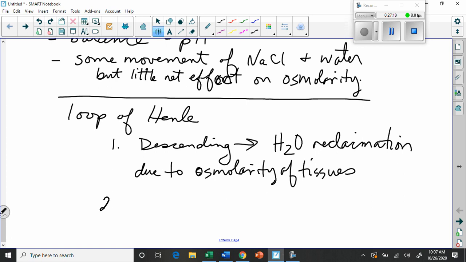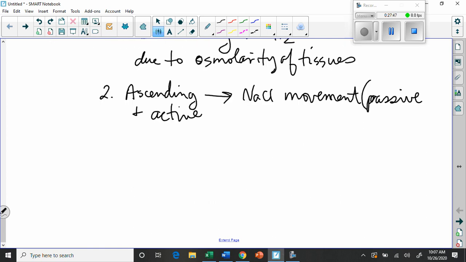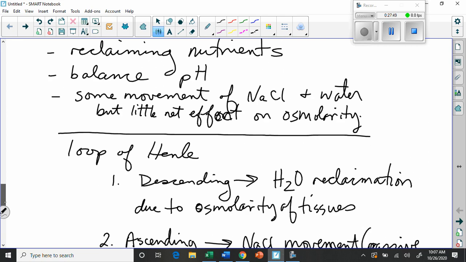And then secondly, we have the ascending part. Ascending. Okay, let me just do it like this. And then we have salt movement, both active and passive. Maybe we'll put passive and active. Salt movement, passive and active.